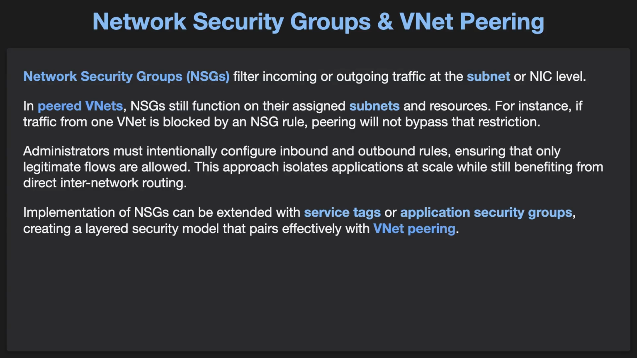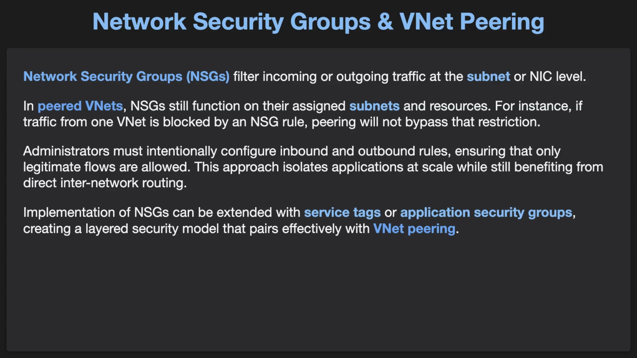Network security groups, NSGs, filter incoming or outgoing traffic at the subnet or NIC level. In peered VNets, NSGs still function on their assigned subnets and resources. For instance, if traffic from one VNet is blocked by an NSG rule, peering will not bypass that restriction. Administrators must intentionally configure inbound and outbound rules, ensuring that only legitimate flows are allowed. This approach isolates applications at scale while still benefiting from direct inter-network routing.